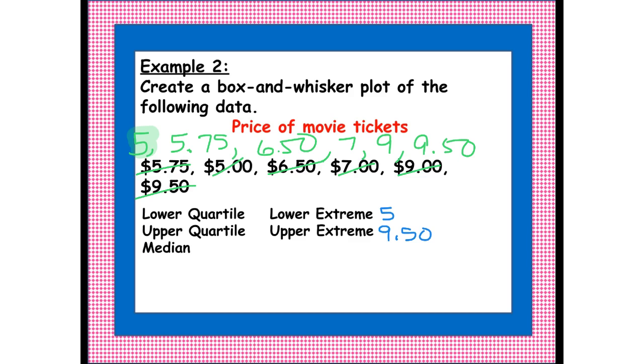So now I know my lower extreme is 5 and my upper extreme is $9.50. Okay, my median, the one in the middle, there's 1, 2, 3, 4, 5, 6. So the middle is right here. So that's between $6.50 and $7. So halfway between those is $6.75.